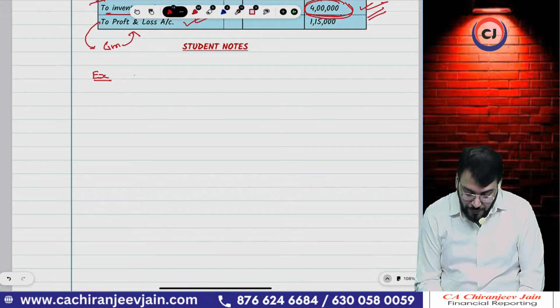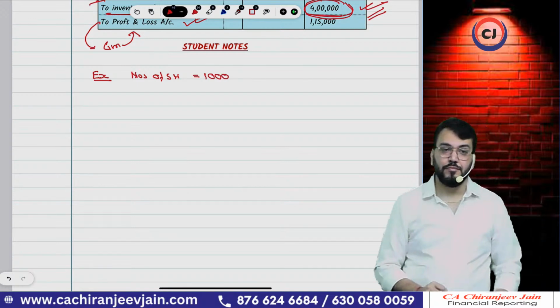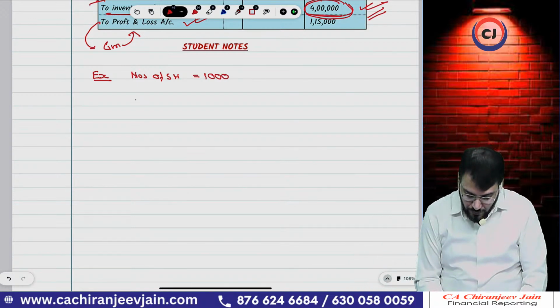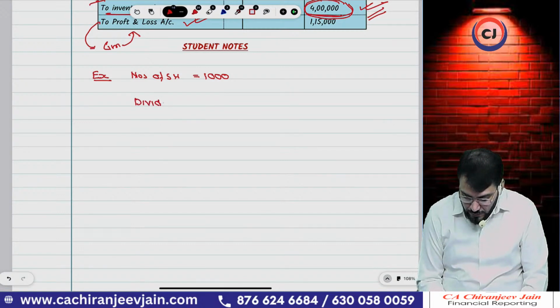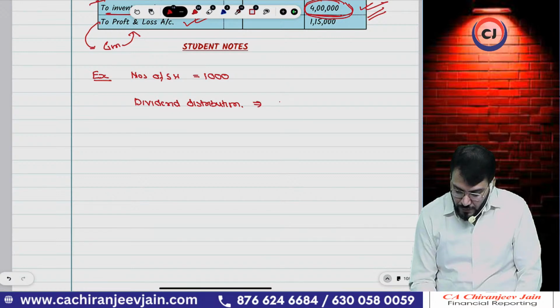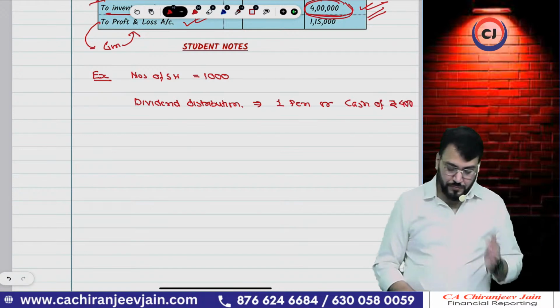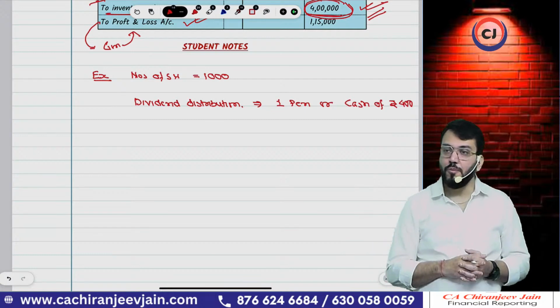Now, suppose number of shareholders 1000, dividend distribution: either take 1 pen or cash of rupees 400. Understood? Option has been given.